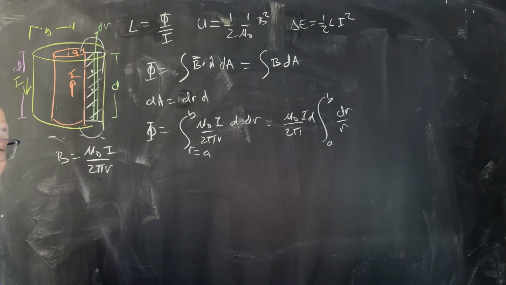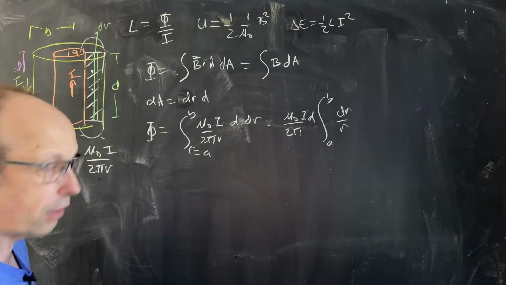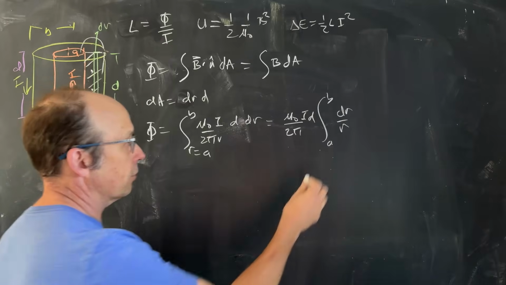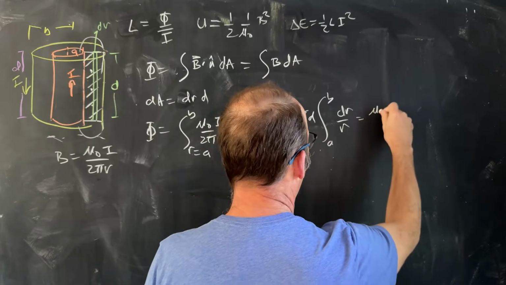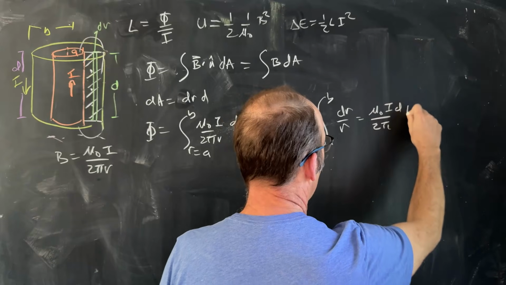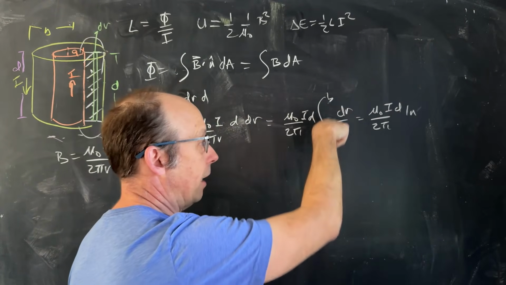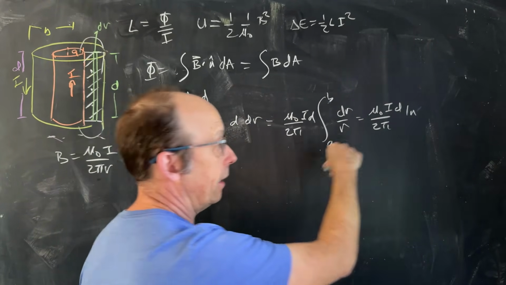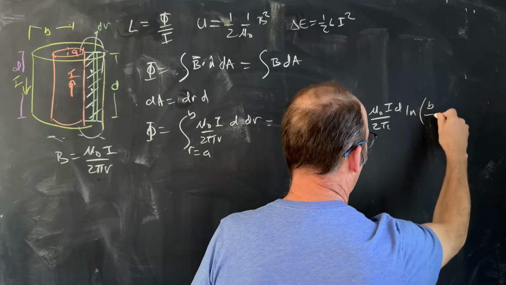Well, that's not a hard one to do. I know the integral of 1 over x is the natural log of x. So this is going to be equal to mu naught I d over 2 pi times the natural log of b minus the natural log of a. So I'm going to write that as the natural log of the ratio b over a.